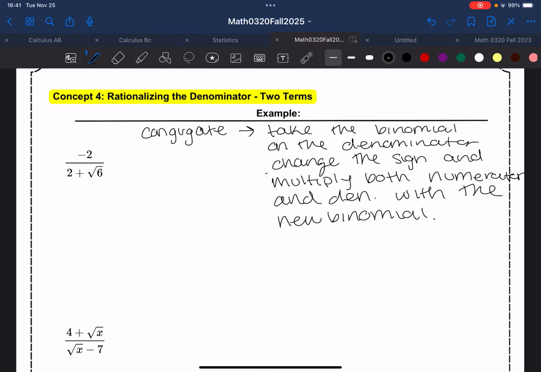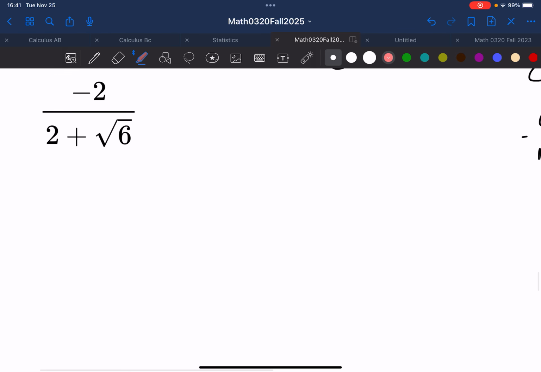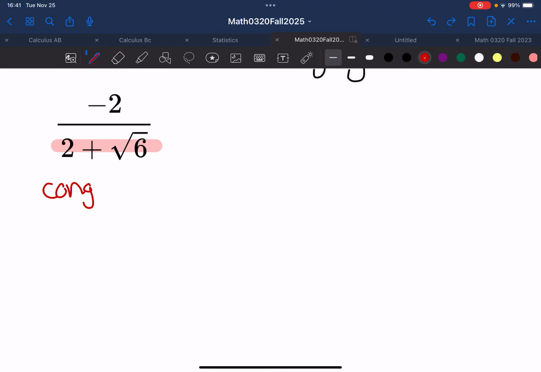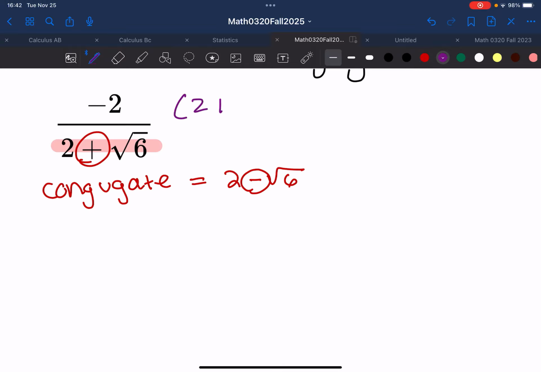So in other words, if I was looking at this example, here is my denominator, which means my conjugate is going to be 2 minus the square root of 6. So notice it was a plus, and I changed it to a minus. So I am going to take this, and I'm going to multiply both the top and the bottom by 2 minus the square root of 6.